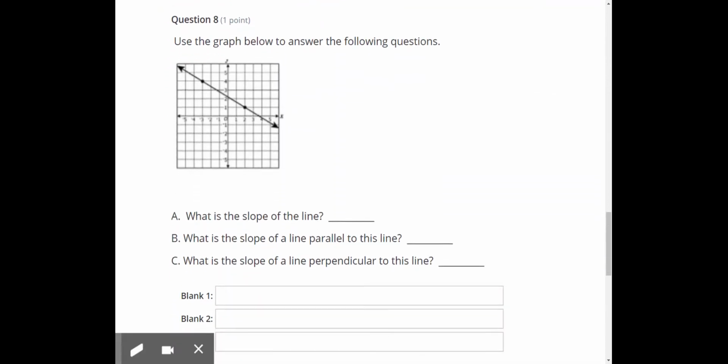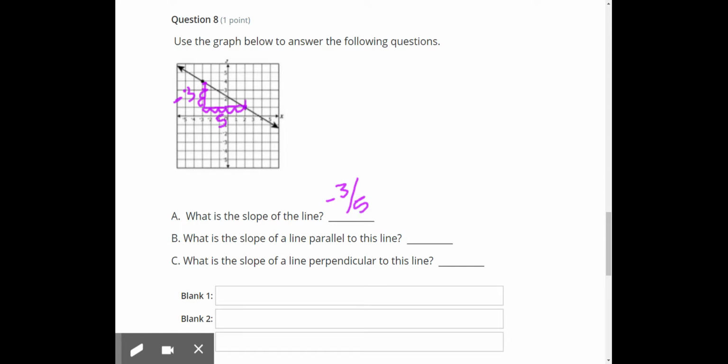Use the graph below to answer the following questions. What is the slope of the line? So if I go and make my slope triangle, I'm going to go 1, 2, 3. That's a -3 because I went down. And 1, 2, 3, 4, 5. That's a +5 because I went right. -3 over 5.